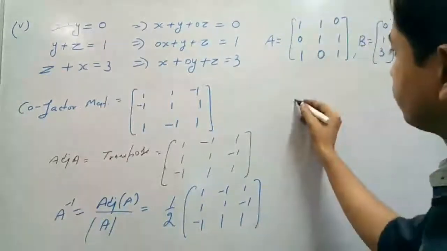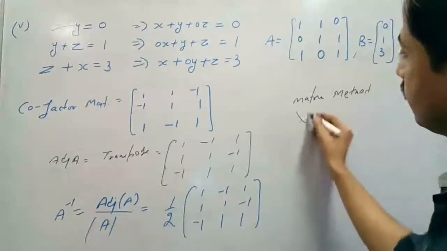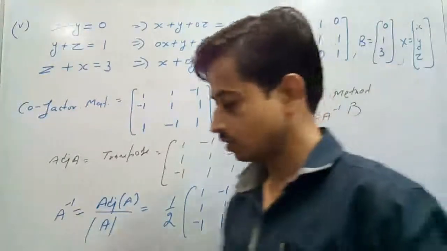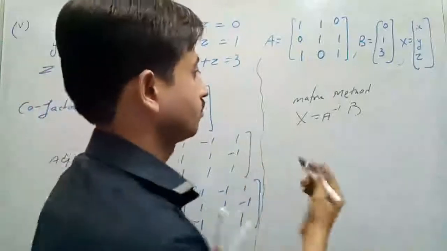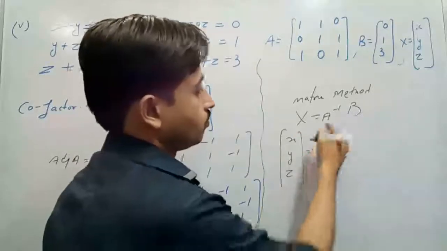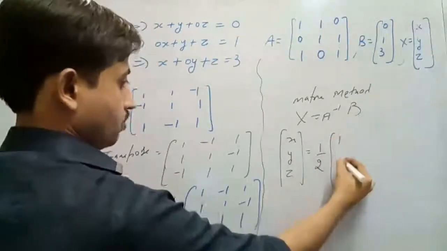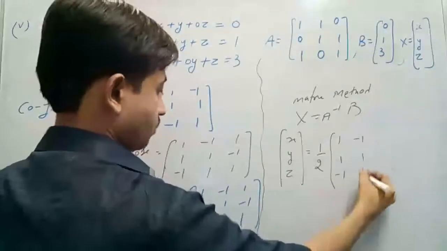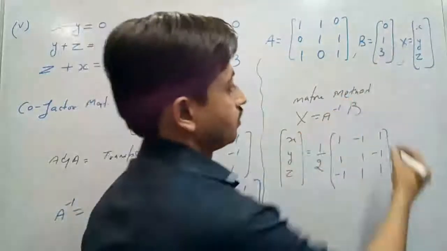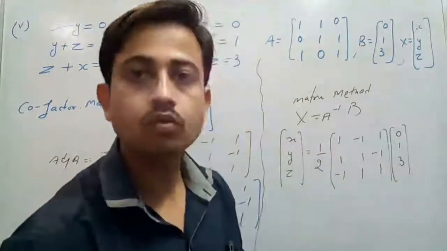Now apply the matrix method. What is the matrix method? X is equal to A inverse B. Now put all these values. X is what? X, Y, Z. What is A inverse? 1 by 2, 1, 1, minus 1, minus 1, 1, 1, 1, minus 1, 1. And what is B? B is 0, 1, 3. Now we have to solve. Now multiply.